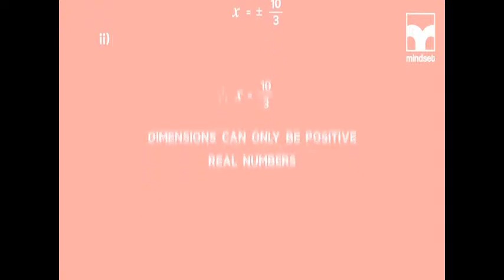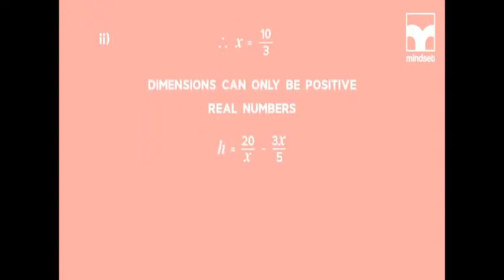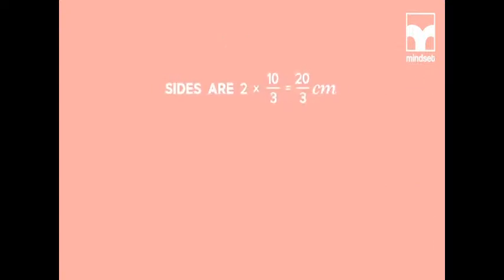To find the dimensions, substitute into the formula to find h. h equals (20 minus 3 times 10 thirds) all over 5. The height of the box is 4 centimeters. By substituting 10 over 3 for x, we find the sides to be 20 over 3 centimeters and 10 centimeters.